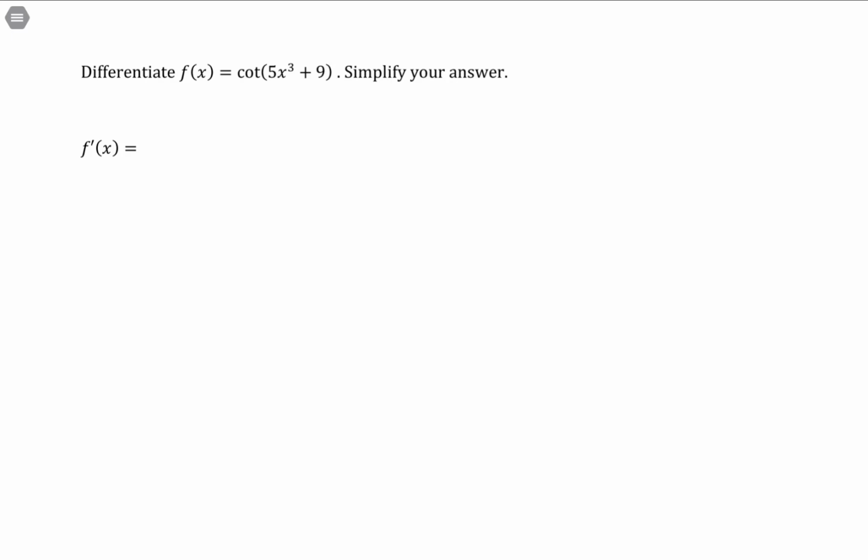Differentiate f of x equals cotangent of 5x cubed plus 9, and simplify your answer. Here we have a situation where we're going to need to use the chain rule. The reason is we have an outer function, which is cotangent, and an inner function, which is the 5x cubed plus 9.